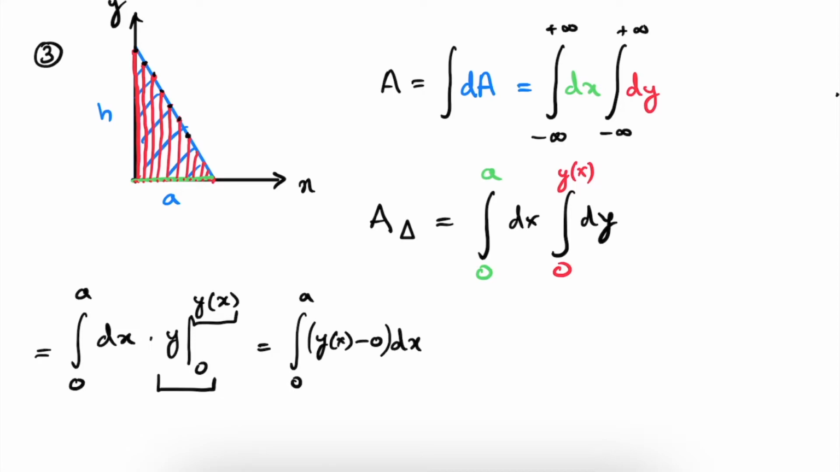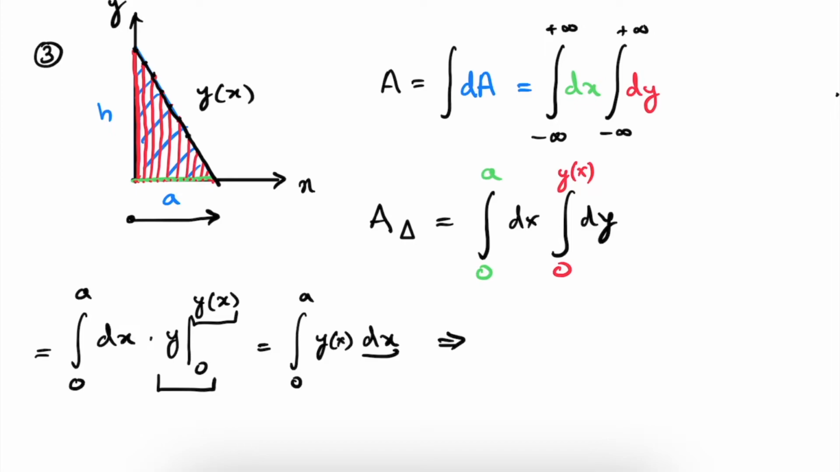And this will now be our integral. Of course we can drop this minus 0 because it doesn't really matter, and we are left with this integral. So we're integrating over x from 0 to a of a function y that depends on x. And what is this function? It is simply this slope side of our triangle. That would be our function y of x.